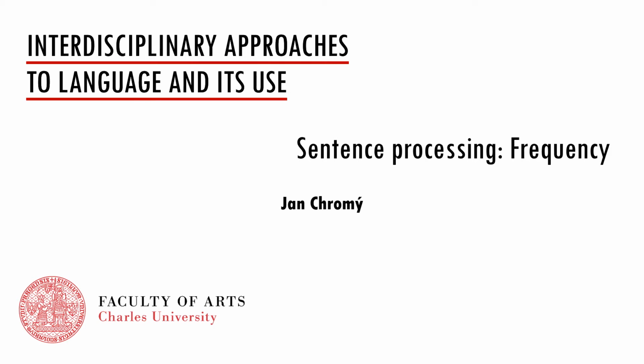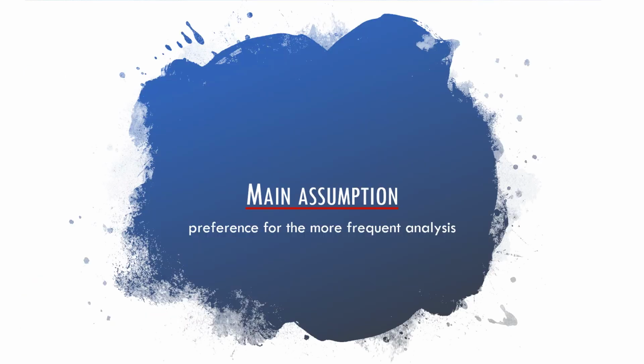In the last presentation we mentioned several factors or constraints which may influence the way how we process sentences. In this presentation we will discuss the role of frequency. We might predict that the analysis which is generally more frequent in the language tends to be preferred by the reader or hearer. In other words, more frequent analyses should be activated more than less frequent ones. This seems intuitive, but the problem is how to operationalize frequency.